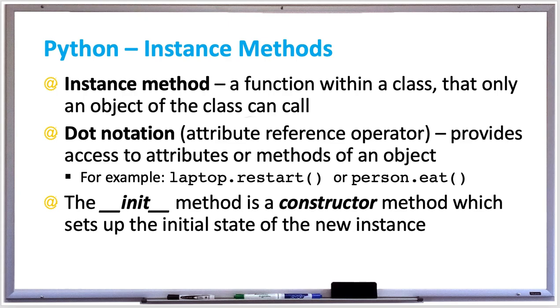The double underscore init double underscore method is a constructor method which sets up the initial state of the new instance. The double underscores indicate that the method is a special method name which implements some special behaviors for that class. And in this case, init is the constructor of the class. Let's take a look at some examples of instance methods using the dot notation and also try out the constructor with the init method. By the way, init stands for initialize, if you haven't figured that out already.